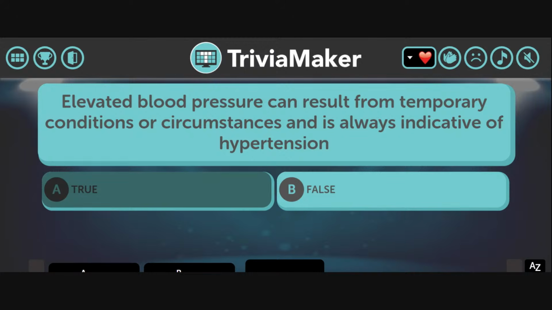Elevated blood pressure can result from temporary conditions or circumstances, but it is not always indicative of hypertension. So that would make this false. It is not always indicative. So definitely it's not always. So that's what would make this one false. So amazing. Great catch, everyone. Great job. All of the stars.